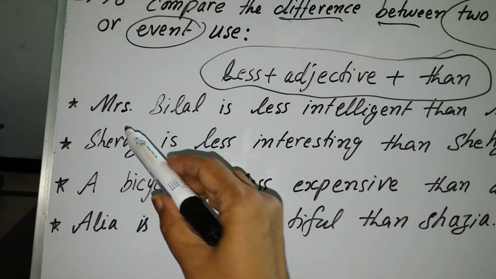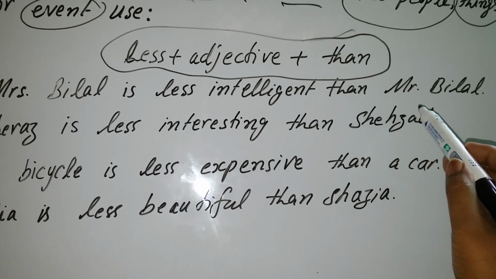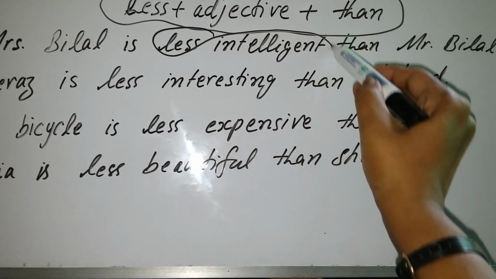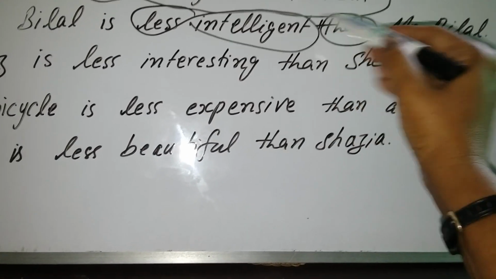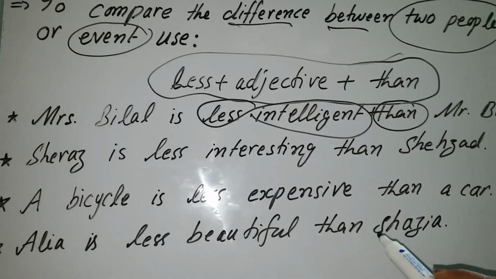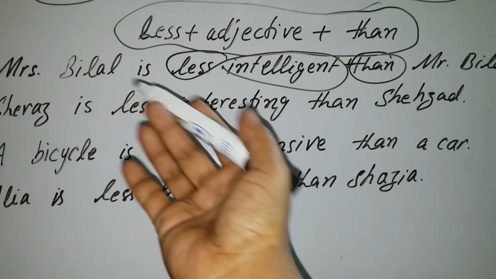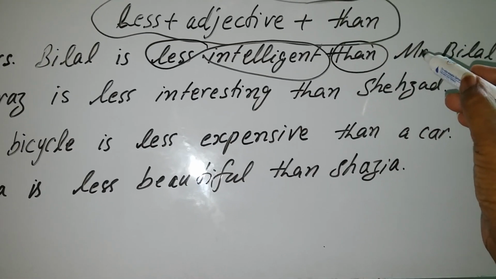The example is: Mrs. Bilal is less intelligent than Mr. Bilal. Less intelligent, less plus adjective plus than. Now, if you want to change the sentence, you can say that Mr.